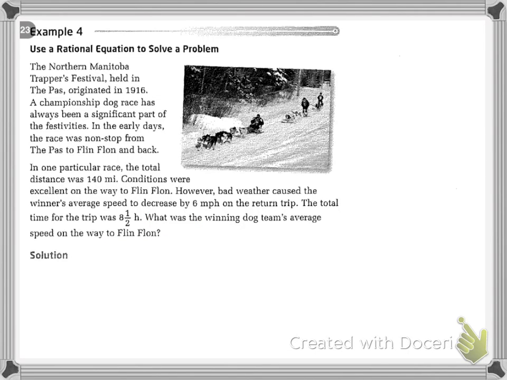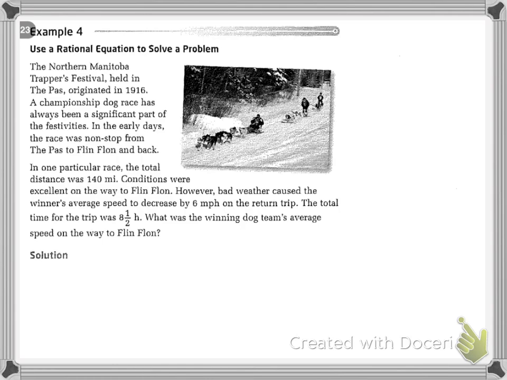In our last example, example 4, it says the Northern Manitoba Trappers Festival, held in The Pas, originated in 1916. The championship race has always been a significant part of the festivities. In the early days, the race was non-stop from The Pas to Flin Flon and back. In one particular race, the total distance was 140 miles.